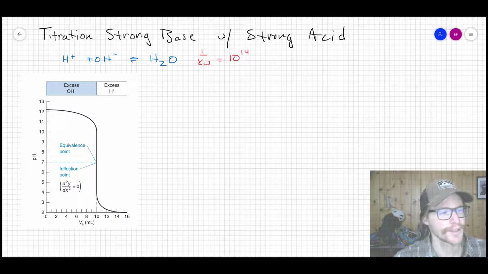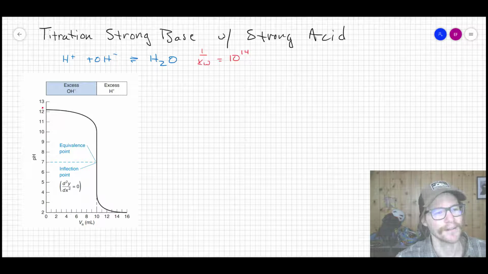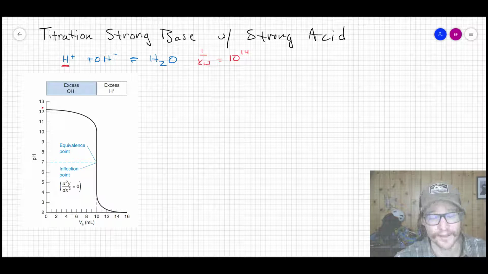Always. So we start at high pH because we're starting with a base. We add additions of protons here. And we really have just sort of 2 regions of the curve, which makes it really easy. We have either excess base or we have excess protons.